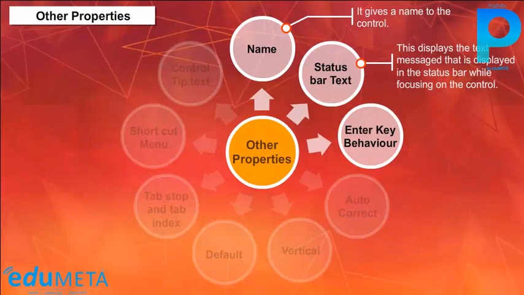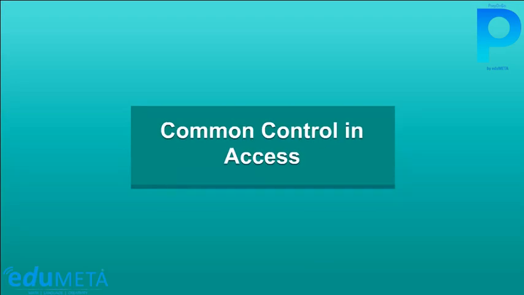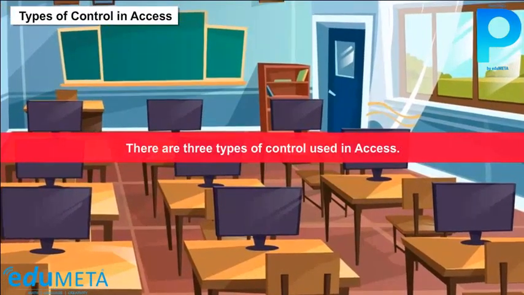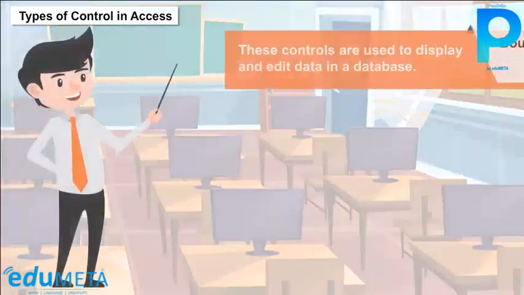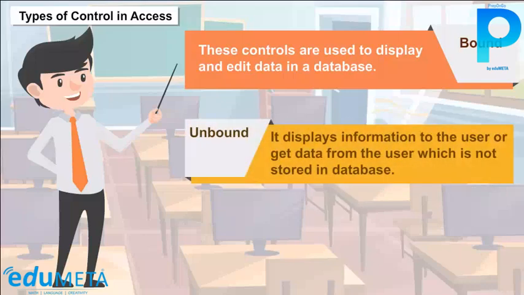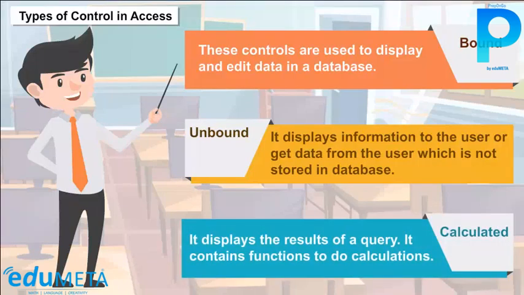Enter key behavior. It decides whether... Types of control in Access. There are three types of control used in Access. Bound. These controls are used to display and edit data in a database. Unbound. It displays information to the user or gets data from the user which is not stored in the database. Calculated. It displays the results of a query. It contains functions to do calculations.